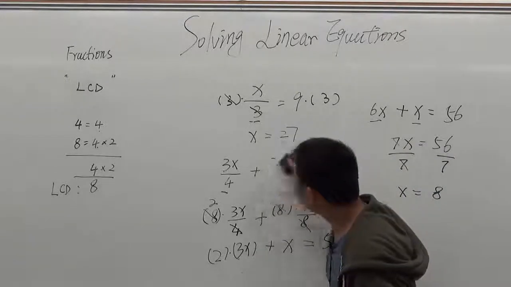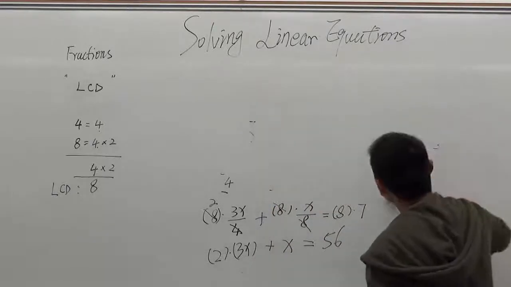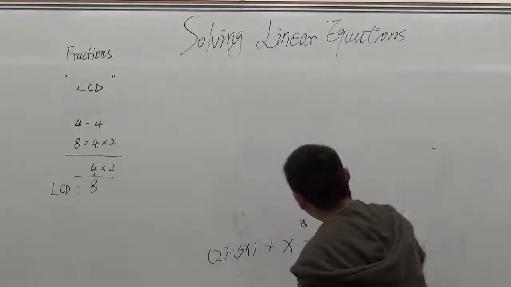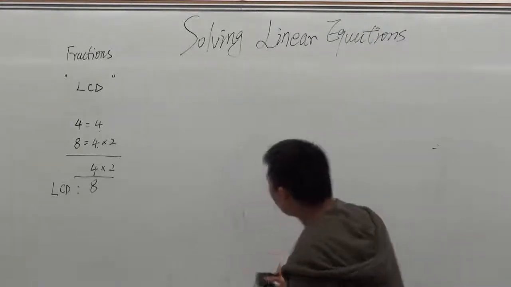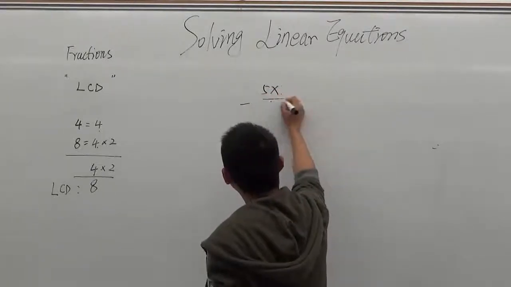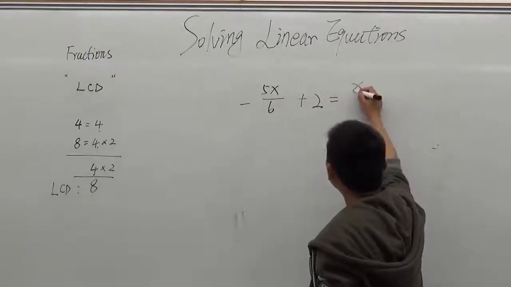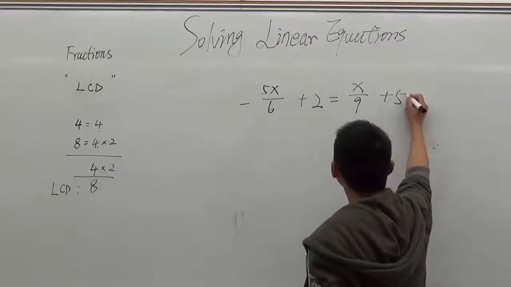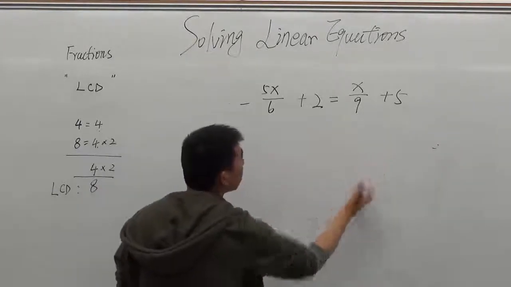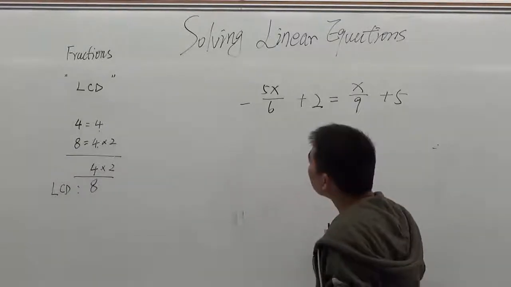We can look at a different type of one. The one we just worked on has the 2 fractions on one side. What if there are fractions on different sides, like negative 5x over 6 plus 2 equals x over 9 plus 5? Like this one, you have the fractions on different sides. It's actually the same thing to work on. You need to find the LCD first.